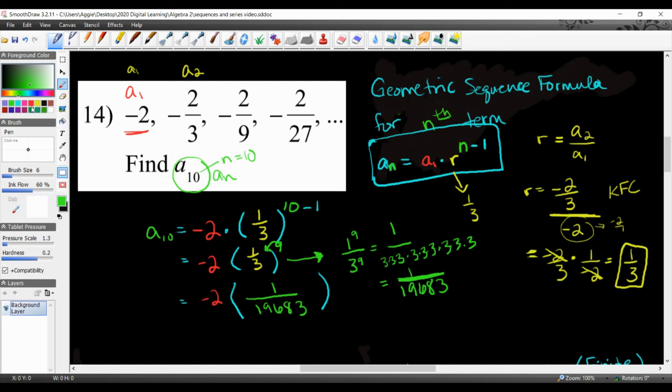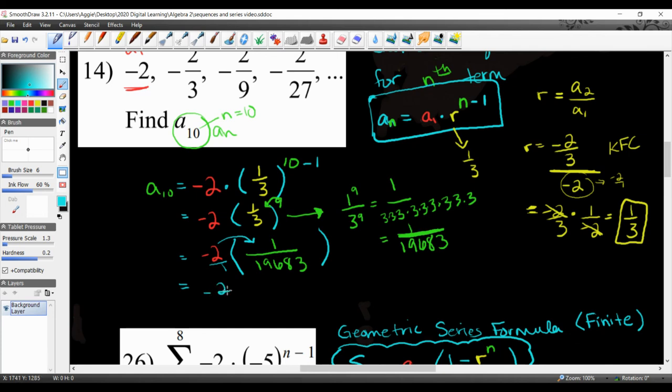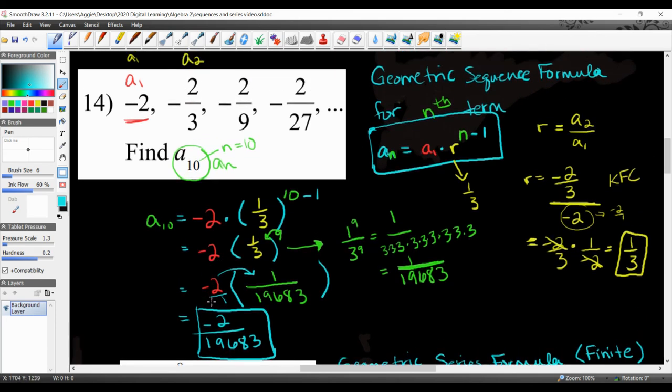At this point, all we can really do if we don't want any decimals is multiply the -2 times the 1, because remember, you can put that over a 1. So the answer for this one, I'm going to zoom up a little bit, would just be -2 over 19,683, which is really, really small actually. So that tells us that the 10th term is really, really little. It's almost 0. Yeah, that's the answer, -2 over 19,683.